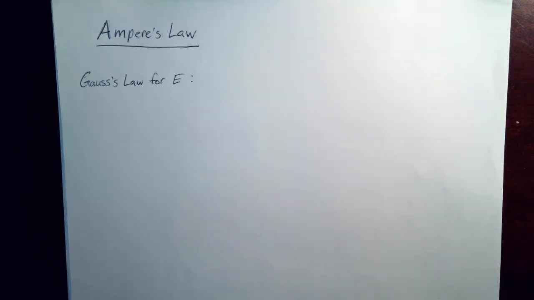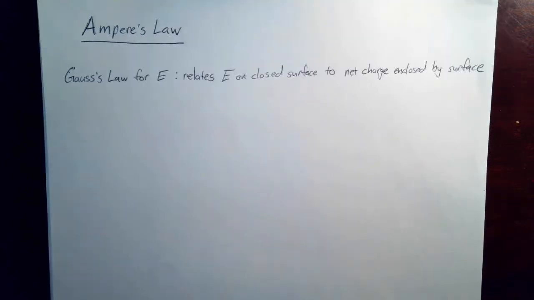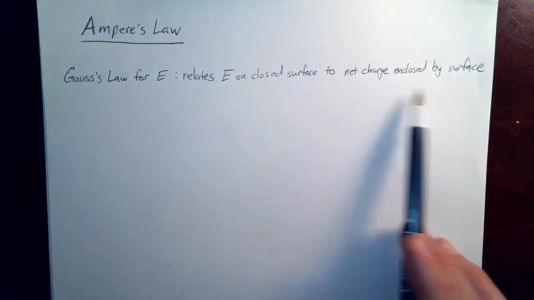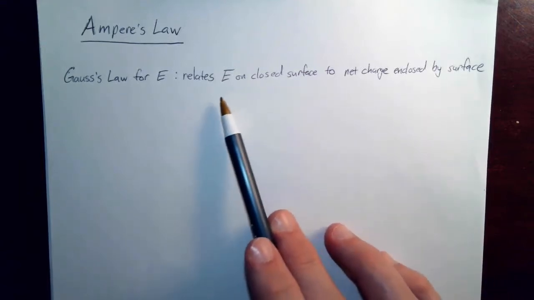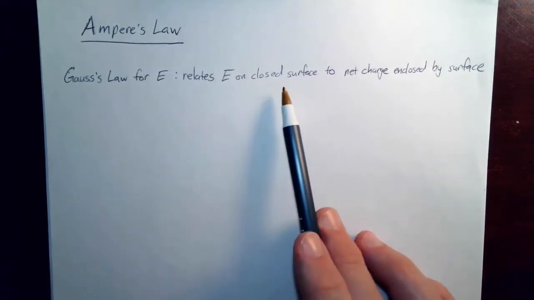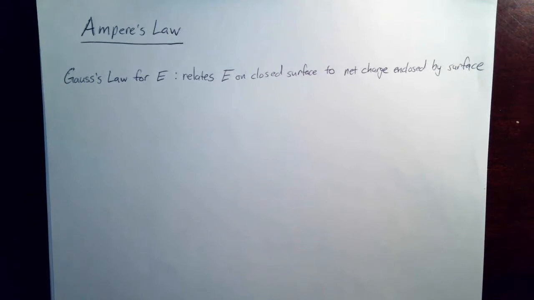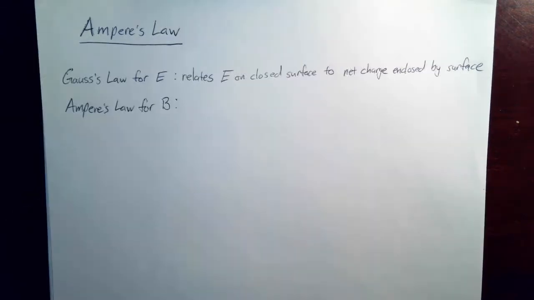Gauss's law for electric field. What does it do? It relates the electric field on a closed surface to the net charge enclosed by that surface. So it gives us a relationship between the net charge enclosed by the surface and the electric field on that closed surface. Ampere's law is very similar.